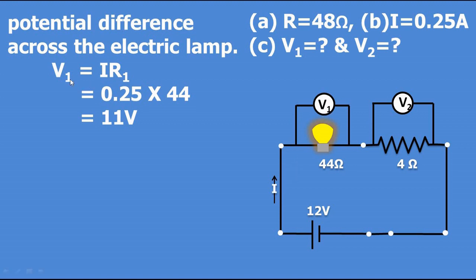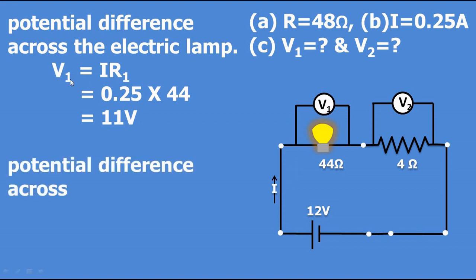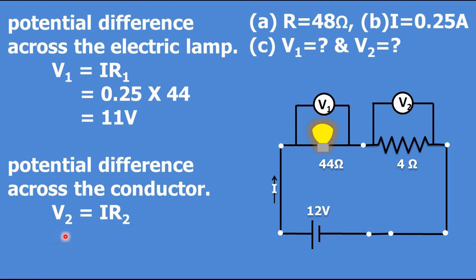Now let us calculate V2. Again applying the same Ohm's law, V2 equal to IR2. I is already calculated and R2 is also given in the example. Simply put the values here, 0.25 amperes into 4 ohms, which is equal to 1 volt.